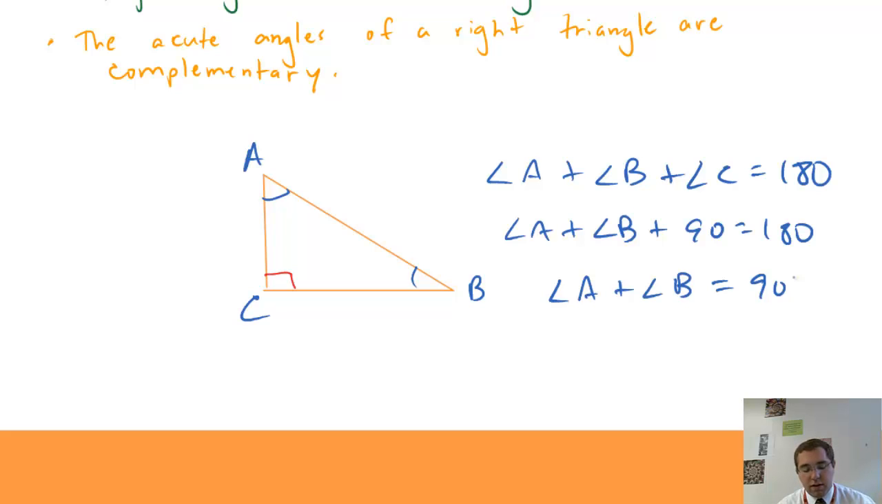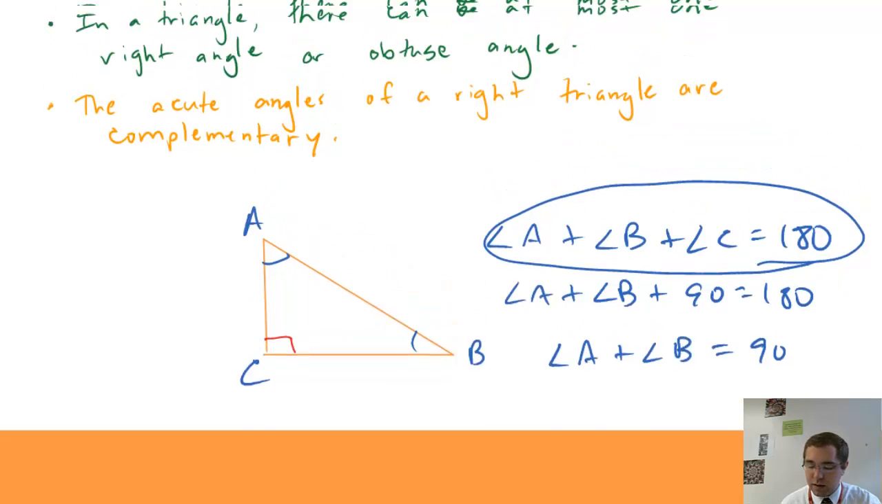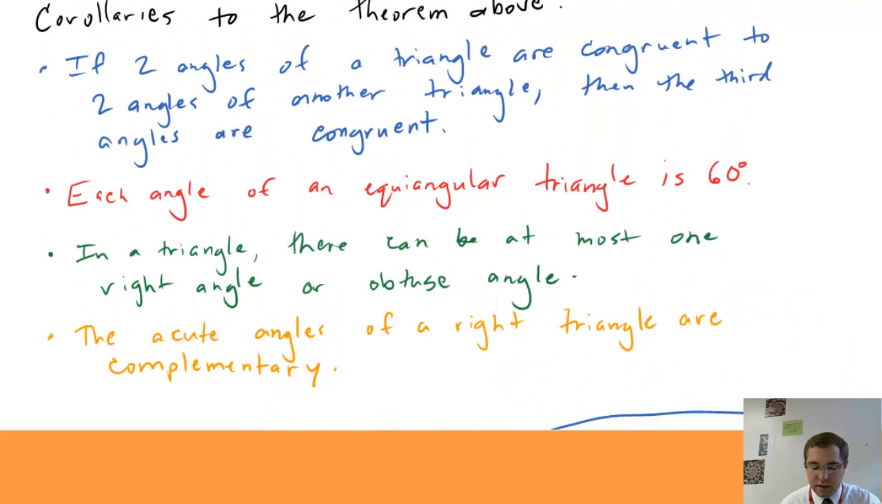So that corollary follows directly from the fact that the sum of the measures of the angles of a triangle is 180 degrees. That's why we call it a corollary, because it easily follows from a proven theorem. So those are our 4 corollaries to the fact that the 3 angles of a triangle add up to 180.